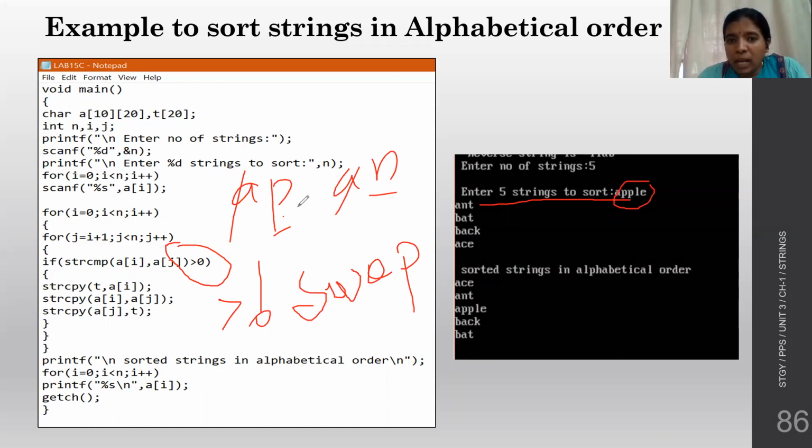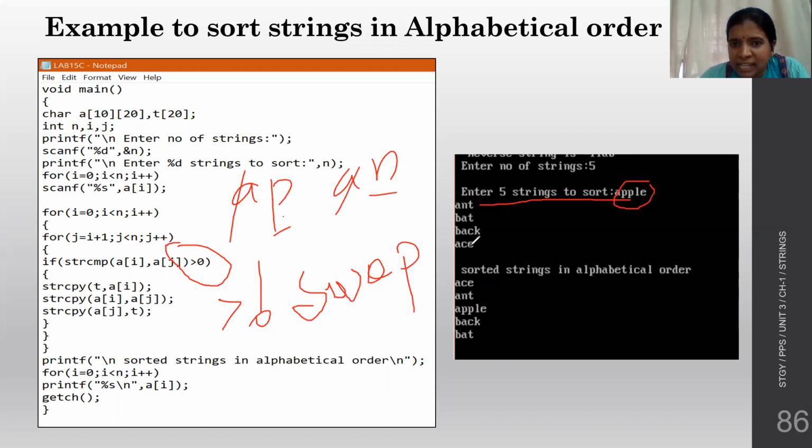P has a greater value. M, N, O, P. So P has a greater value, so it is less than 0, so you don't swap. Next, apple and bat. A of i comma A of j. A of j is this, AN. It has a greater value.